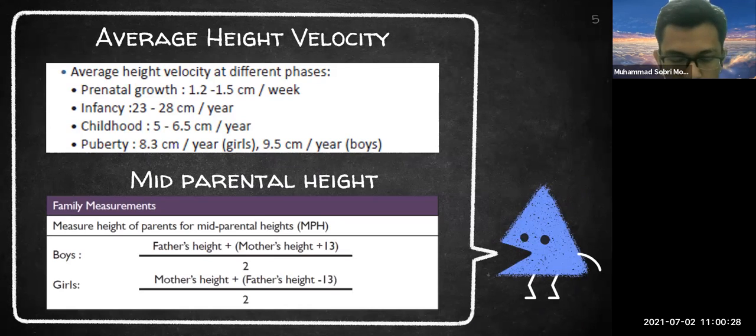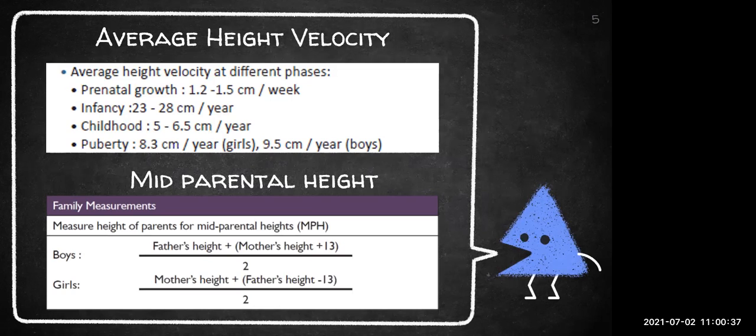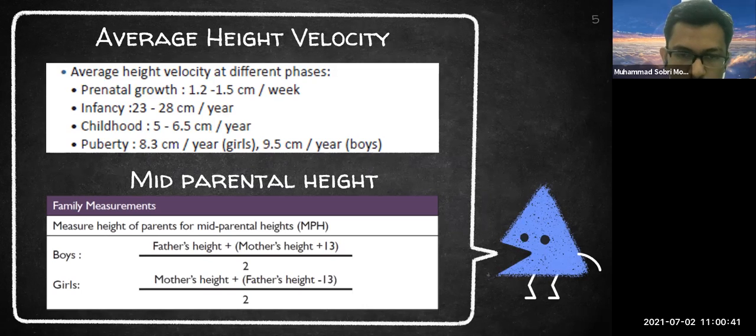And next is about the mid-parental height. So what is mid-parental height? It is a child's projected adult height, which is calculated based on the height of the parents. So we can roughly estimate what the child's height is going to be as an adult by calculating the mid-parental height. We shall have a different formula for boys and girls.